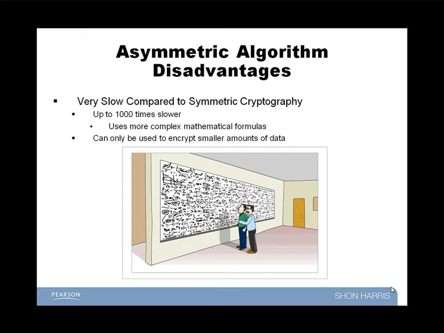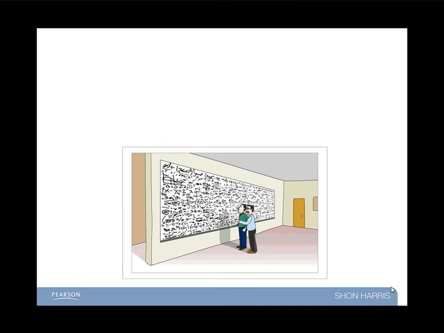And since asymmetric is so slow, we only use them to encrypt a small amount of data. So the symmetric keys are used to encrypt bulk data. Bulk means a lot. Asymmetric keys are used to only encrypt a small amount of data. Since each of these algorithm types have their own pros and cons, we will get to how they're used together.